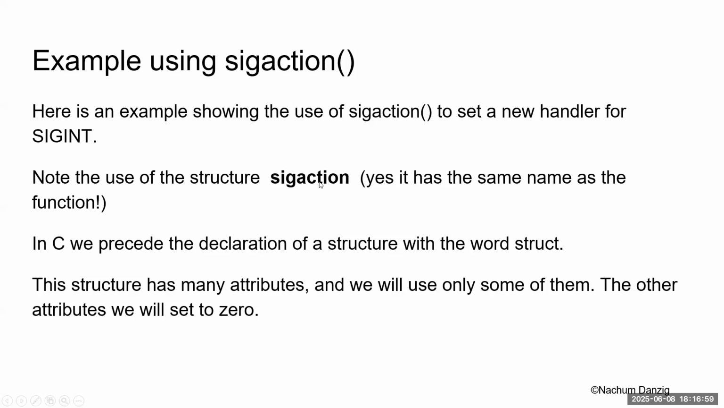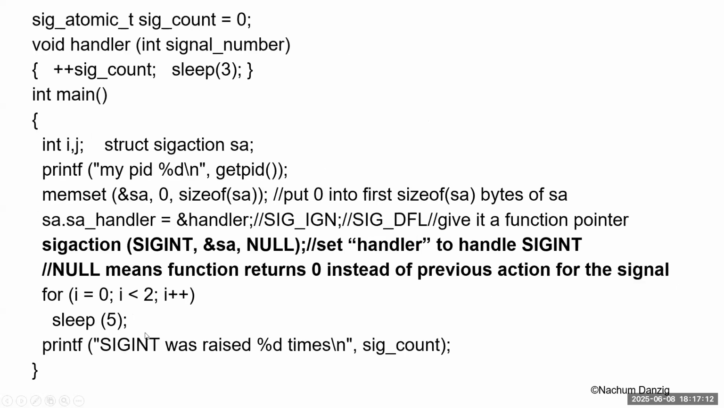A structure is a class without functions. In C, we precede a declaration of a structure with the word struct. This is a declaration, not a definition. This structure has many attributes, and we will use only some of them. Other attributes will be set to 0. So here we go.